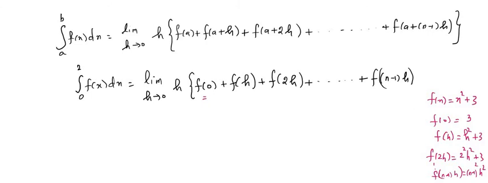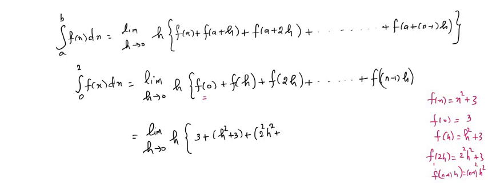If I substitute here, see what we get. That is equal to limit h tends to 0, h into f of 0, which is 3, plus f of h, which is h square plus 3. Then f of 2h is 2 square h square plus 3. No need of writing what 2 square is, just keep it as it is: 2 square h square plus 3. The next term will be 3 square h square plus 3. This goes on, and the last term f of n minus 1 h is n minus 1 the whole square h square plus 3. I think you might have understood till this. See, this is merely substitution, nothing new here.